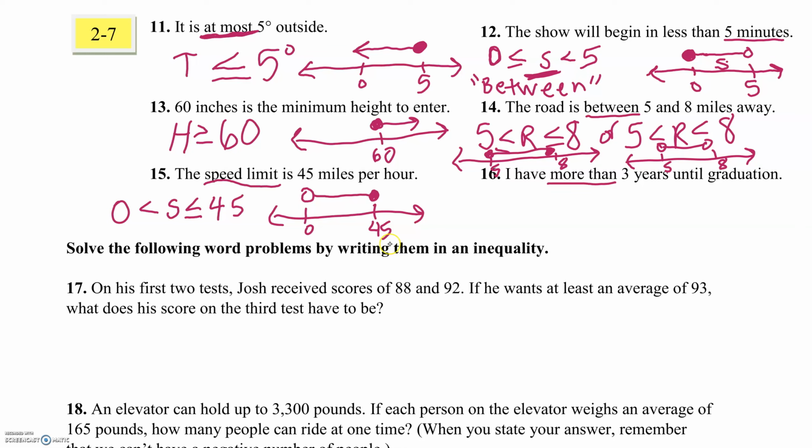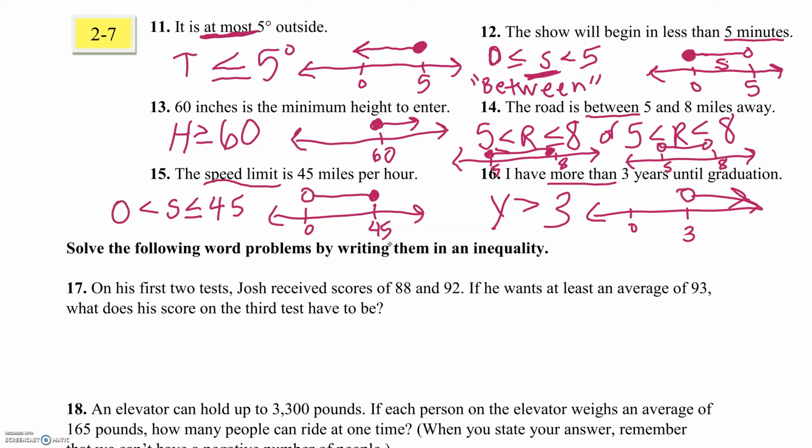On number 16, it says, I have more than 3 years until graduation. So here's our more than. I'm going to put Y for years, greater than, not equal to, because it says more than, it can't be equal to 3. Y is greater than 3 years until graduation. So I'm going to draw my number line, 0 for reference, and my positive 3. And I'm going to then have an open circle, because it has no equal to sign on the bottom, and point towards the numbers that are greater than 3. That's my answer for numbers 11 through 16.